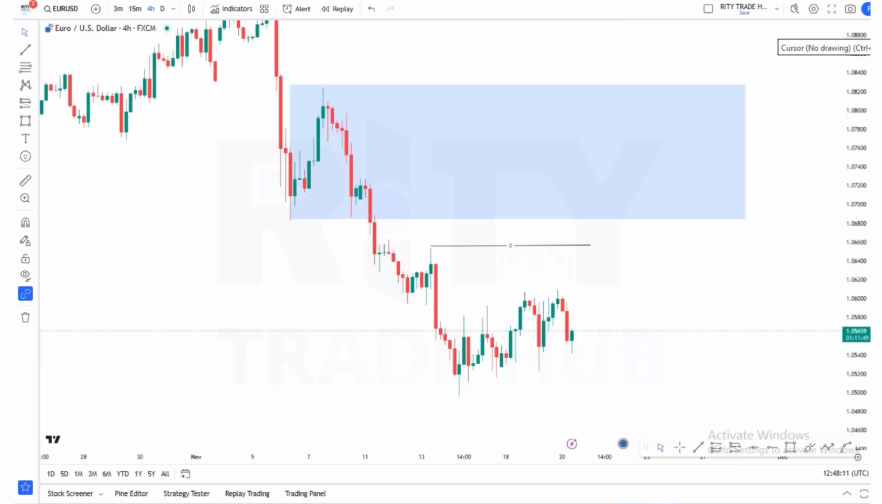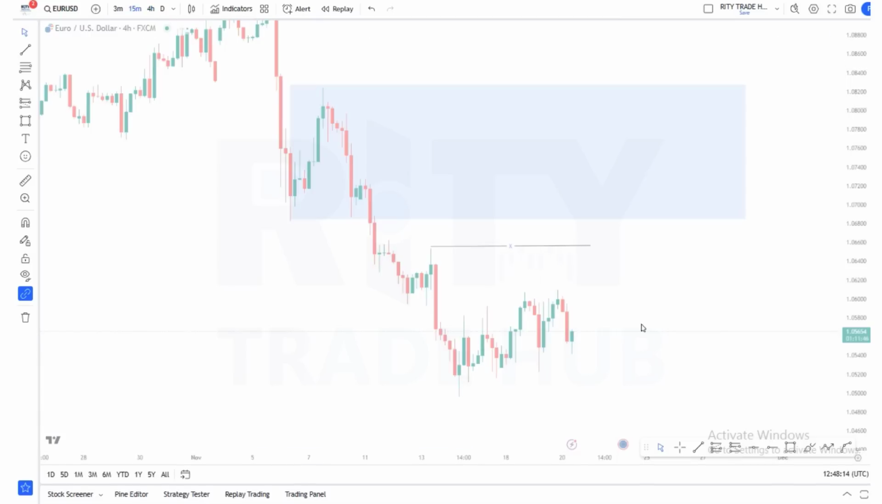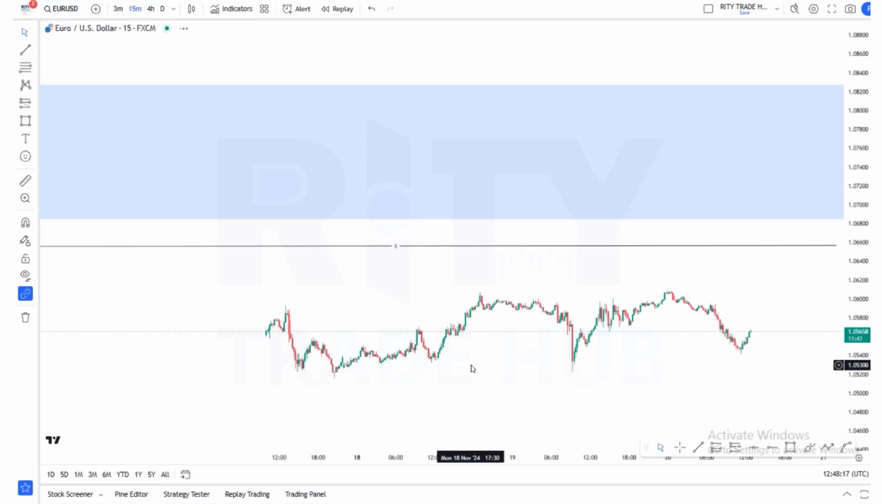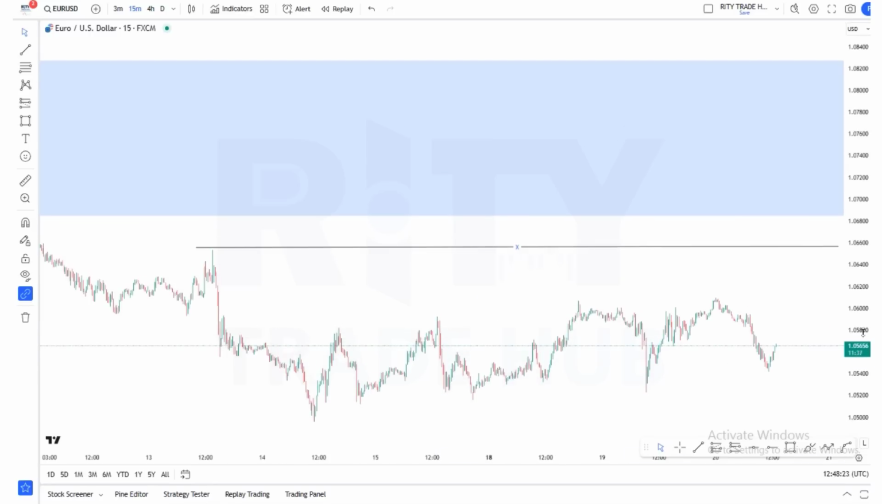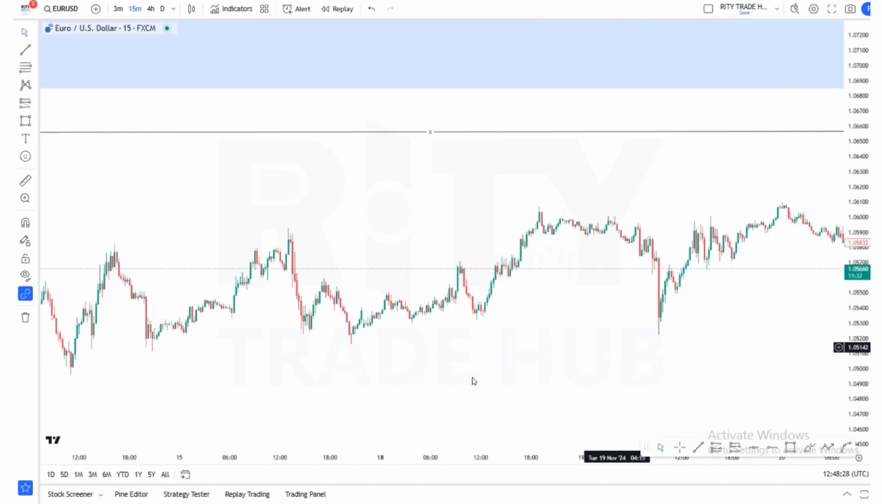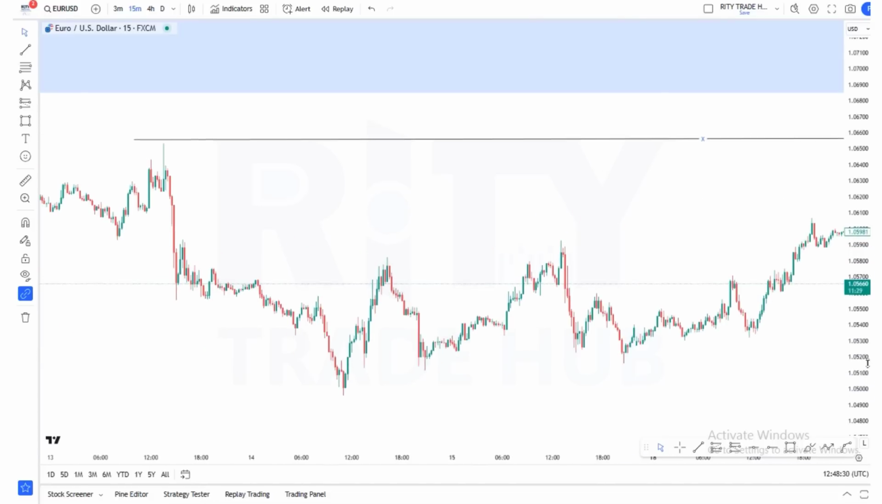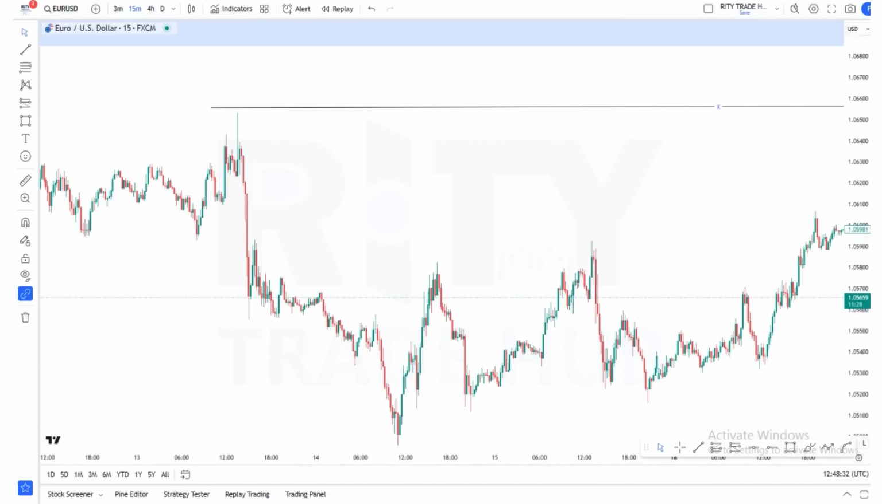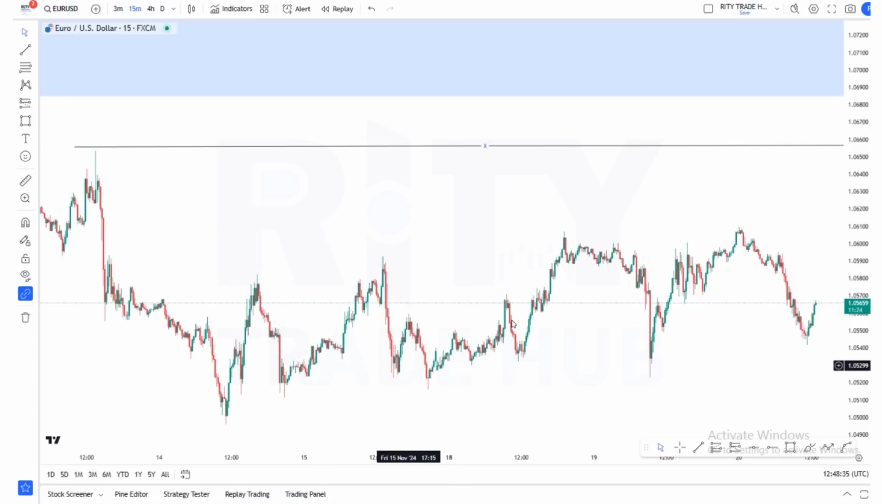With this information, we can now scale down to our 15 minutes, which is our lower time frame, to fine-tune our structures and entries. So here on the 15-minute time frame, we head straight to analyze our 15-minute structure. So as you can see, price is making right here. You can clearly see that price is making higher highs and higher lows.